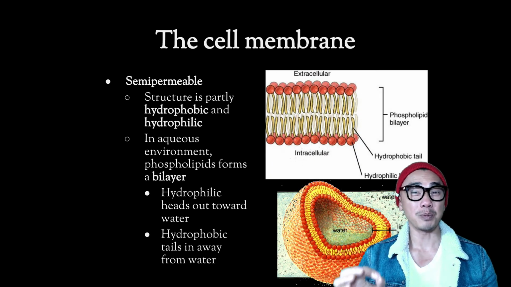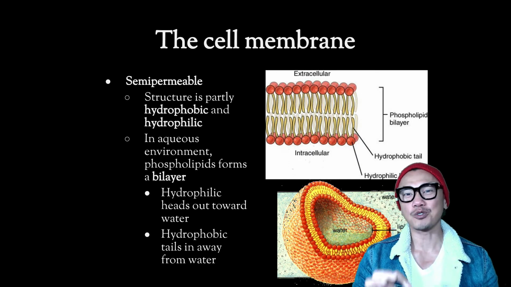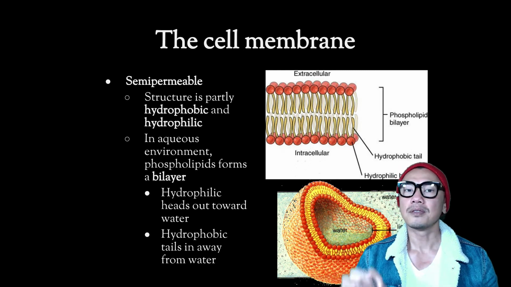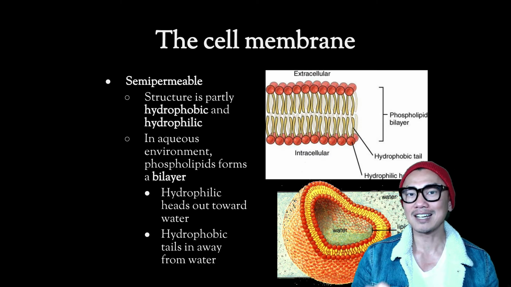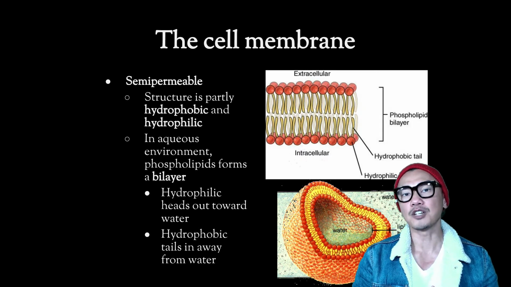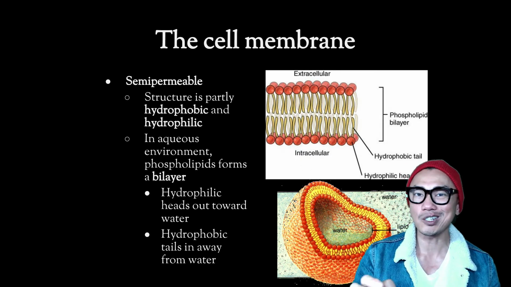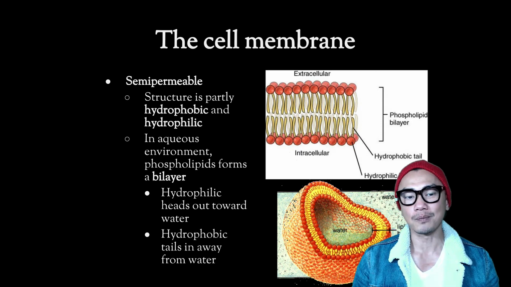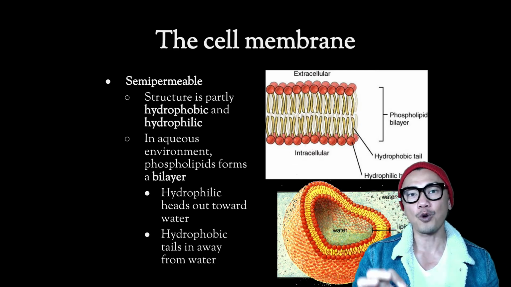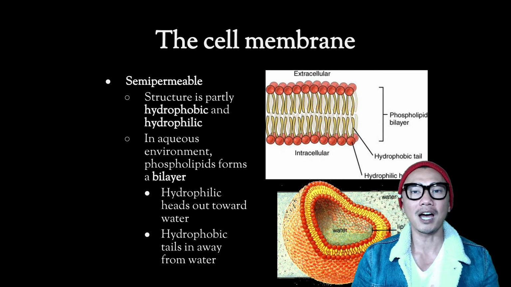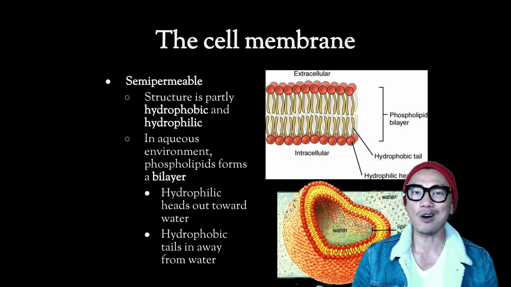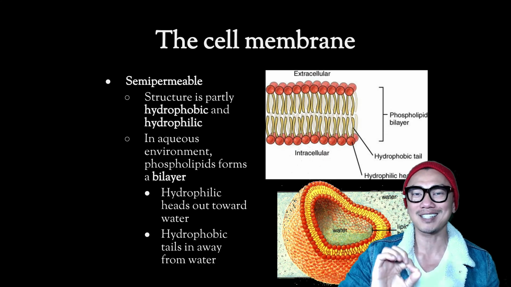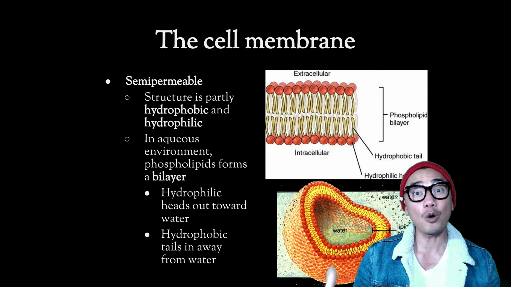Every phospholipid molecule has a hydrophilic head and a hydrophobic tail. The hydrophilic head likes water, and the hydrophobic tail hates water. As a result, in an aqueous solution, phospholipids will form a bilayer with the hydrophilic heads on the outside pointing towards the water and the hydrophobic tails on the inside away from the water.